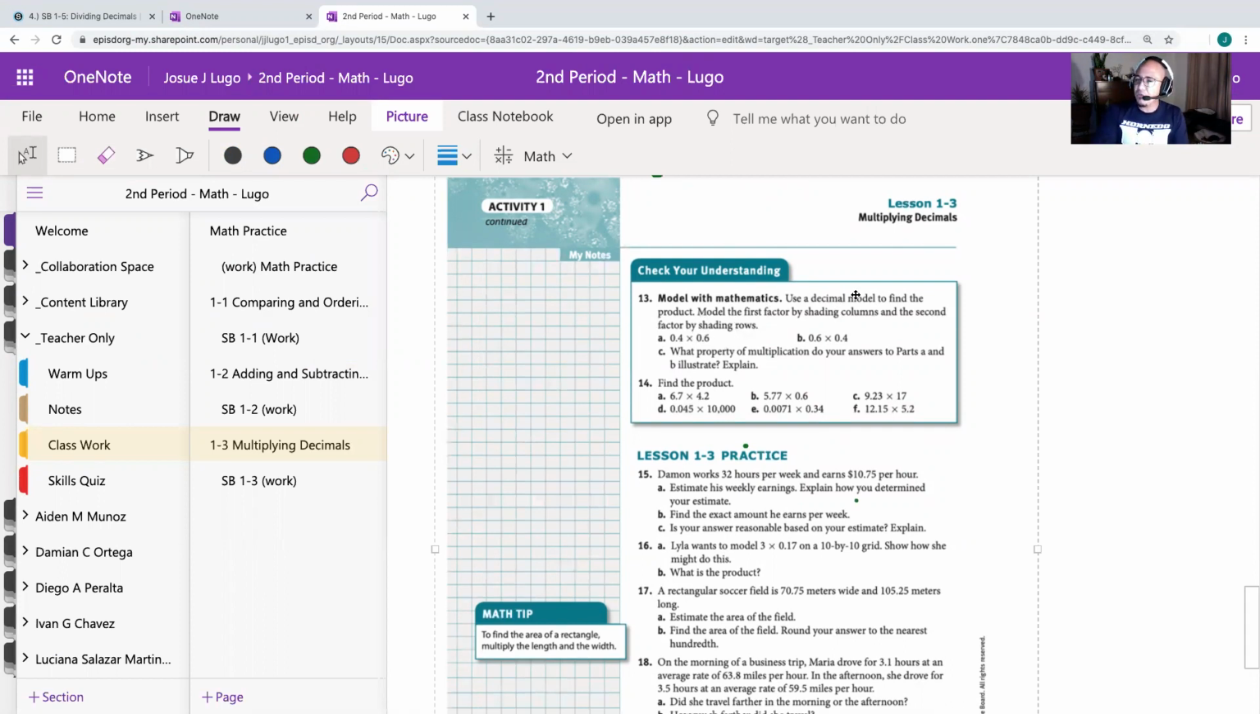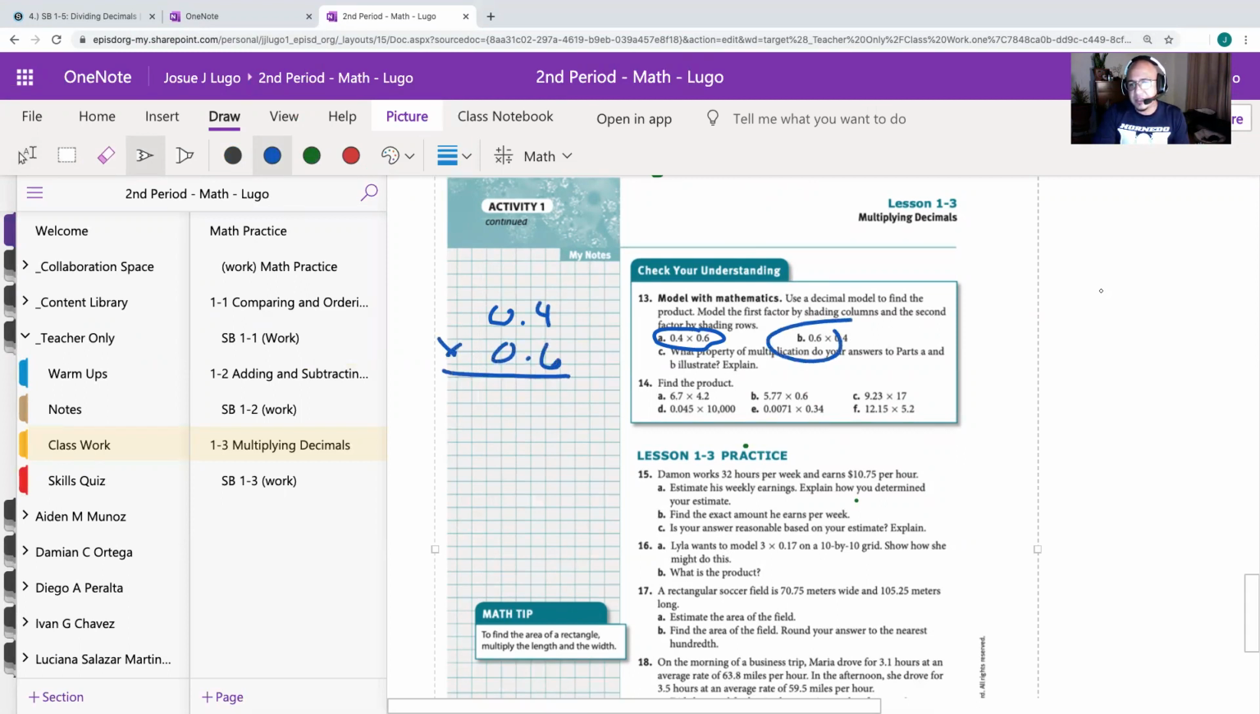I'm not really going to go over how to do that. All I want you to do, ladies and gentlemen, is to multiply these numbers. So for A would be 0.4 times 0.6, and for B would be 0.6 times 0.4. Notice how they're using the same numbers but in a different order. Let's see if it gives you the same answer.